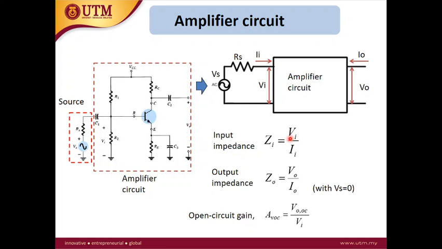The AC analysis of the amplifier circuit is related to what we discussed in the general model of amplifier. In the general model of amplifier, we have many parameters that we considered. One of them is the input impedance, then the output impedance, and then the open circuit gain. The open circuit gain will determine how much the output is with respect to the input signal.